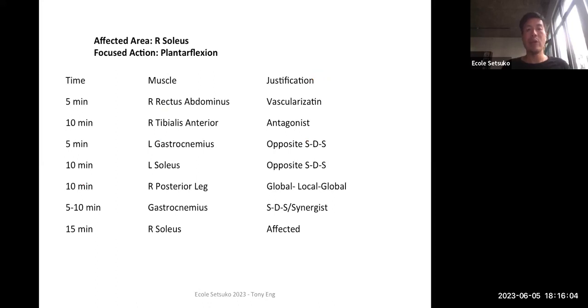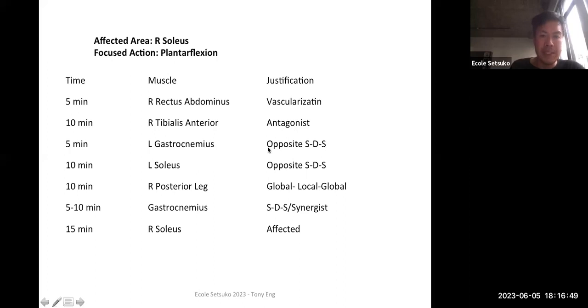Okay, so we put it into a 1 hour session. These treatment plans really help us to stay focused on what we're trying to achieve. So the problem is right soleus, 5 minutes on the rectus abdominis, vascularization, 5 minutes. So think about techniques more superficial, more effleurage, just opening up the pathway. And then 10 minutes into the right tibialis anterior, the antagonist muscle. Since most of the work is going to be in the back posterior, we want to do all the work that is on the anterior part. So on facing up first, so that vascularization, antagonist.